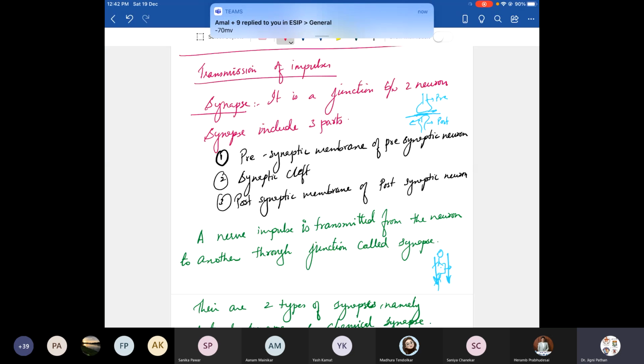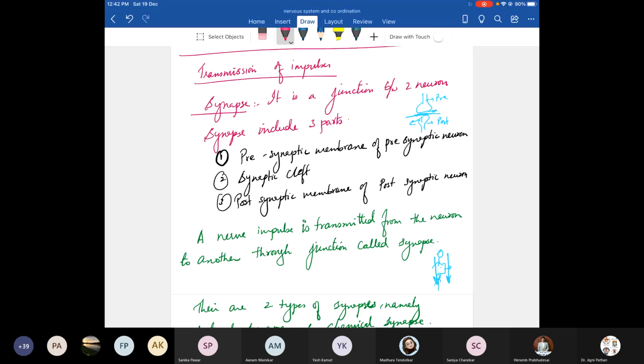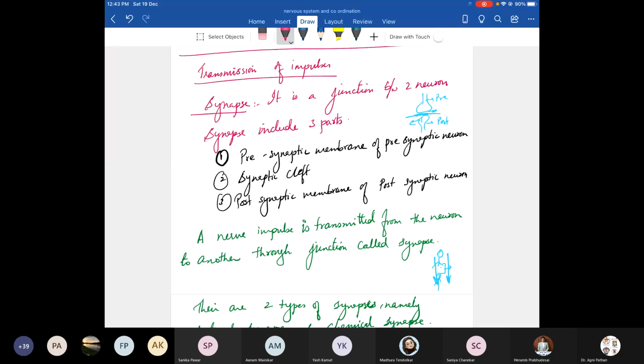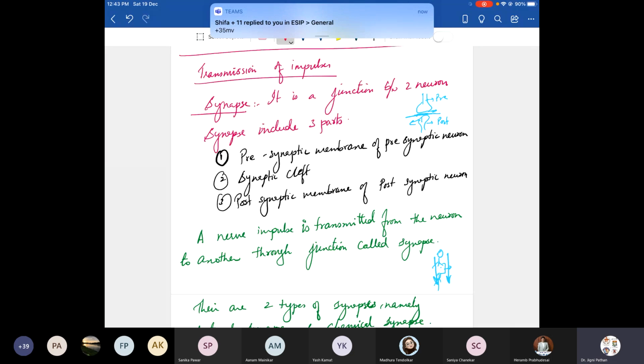At what voltage does the sodium channel close? Very good. At what voltage does hyperpolarization happen? Very nice. Now please write down this transmission of impulses.